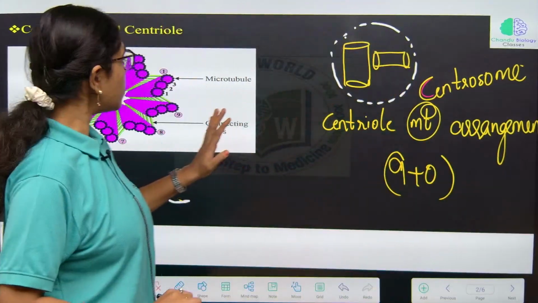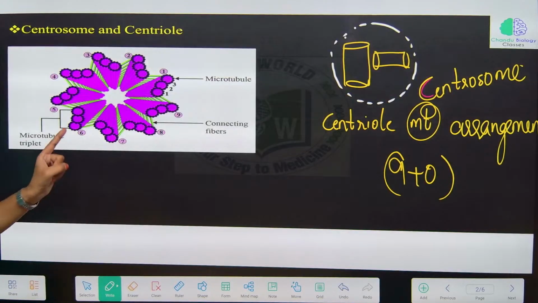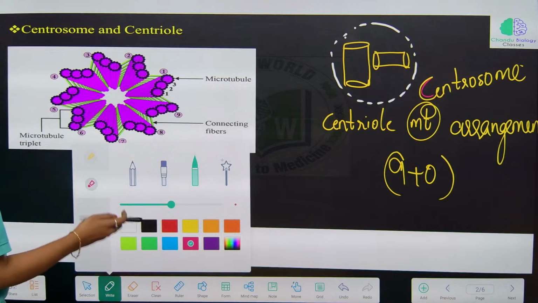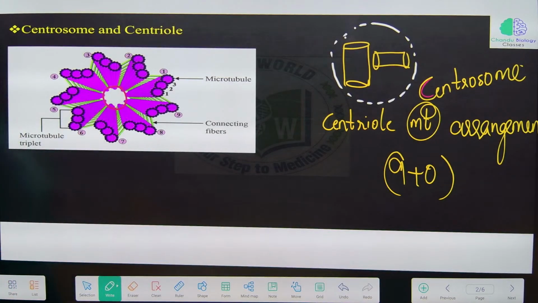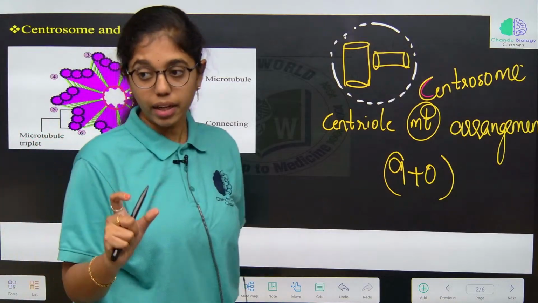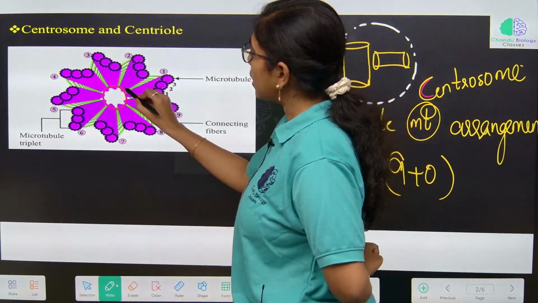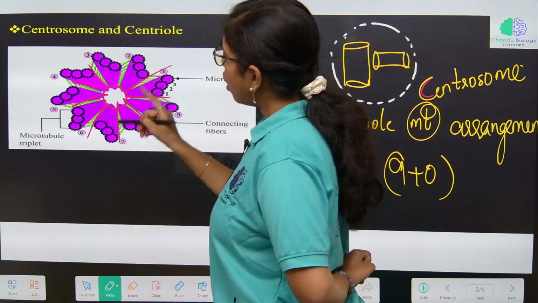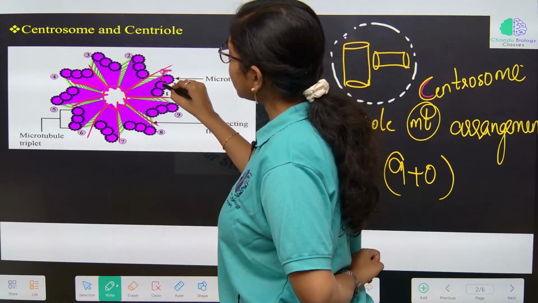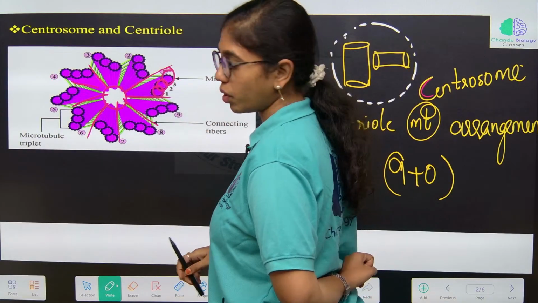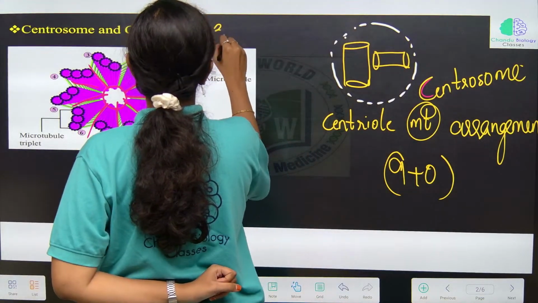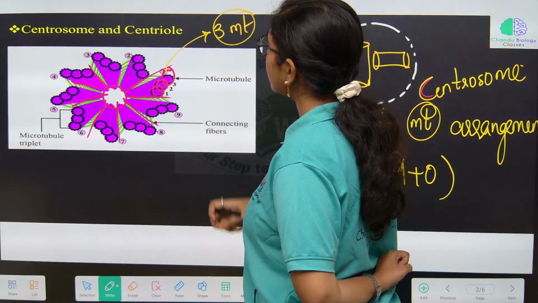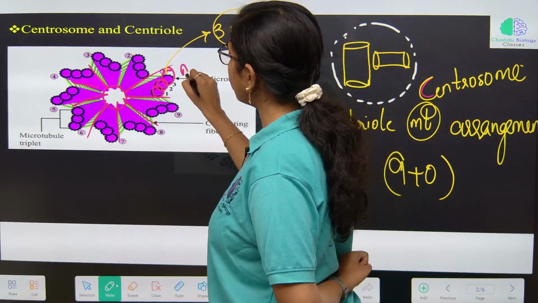First we will look into the arrangement of microtubules inside the centriole. At the center there is a proteinaceous hub. To this proteinaceous hub there are 9 radial spokes radiating out. To each radial spoke there are 3 peripheral microtubules adjoined, which can be termed A, B, C.